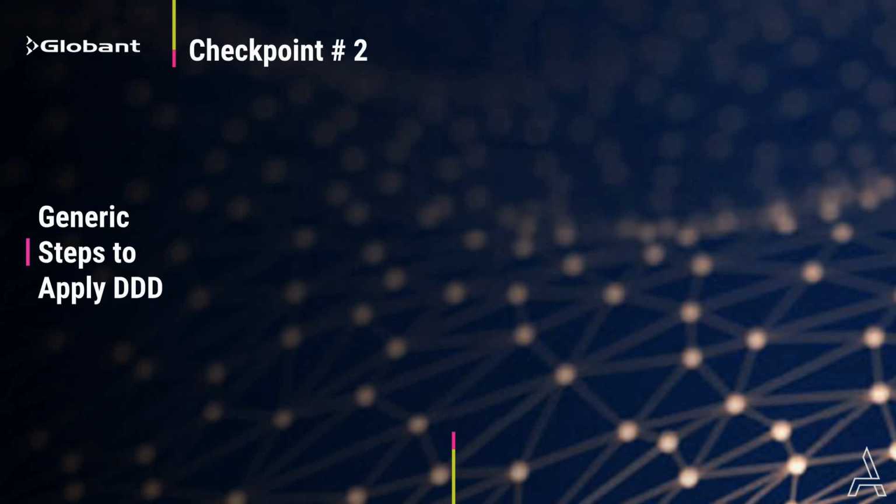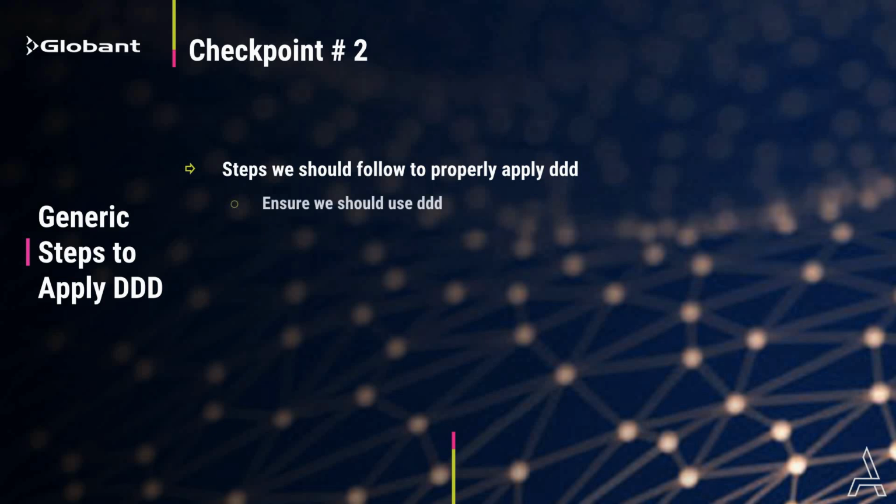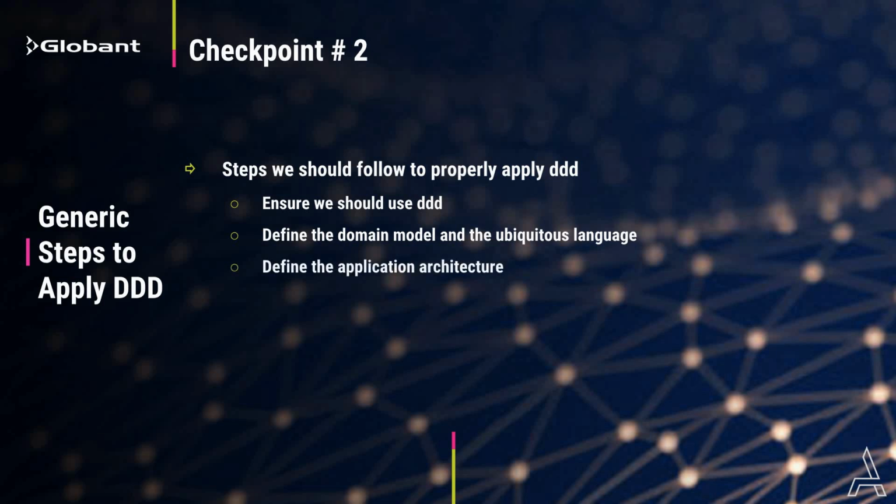In the previous checkpoint, we talked about the first steps we should follow to properly apply DDD. Here are the steps again, just to remember them. First, ensure that we should use DDD. Second, define the domain model and ubiquitous language. Third, define the application architecture.